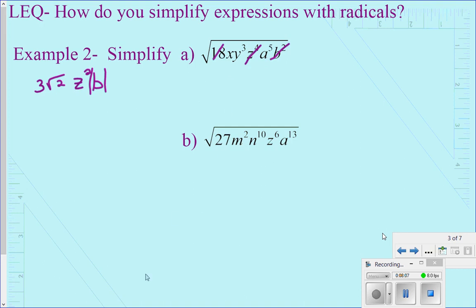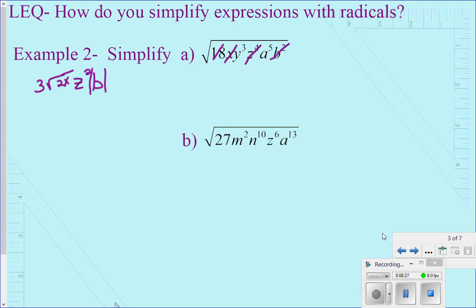Now I'm going to go back here to the root. The exponent here for the x is a 1, and the root is a 2. When the exponent's smaller than the root, you can't simplify it. So we're just going to leave that x underneath the root. So the x is done.